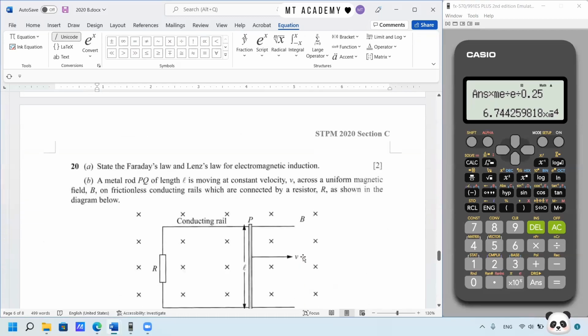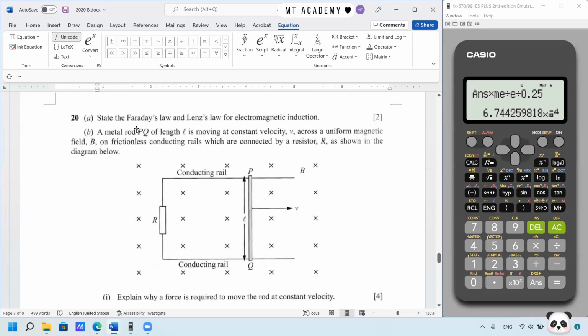We proceed to question 20. State Faraday's law and Lenz's law, something you can obtain from the textbook. So let's skip the question and proceed to question B.